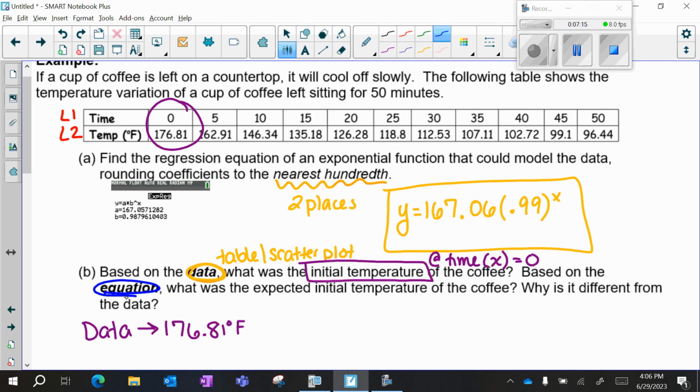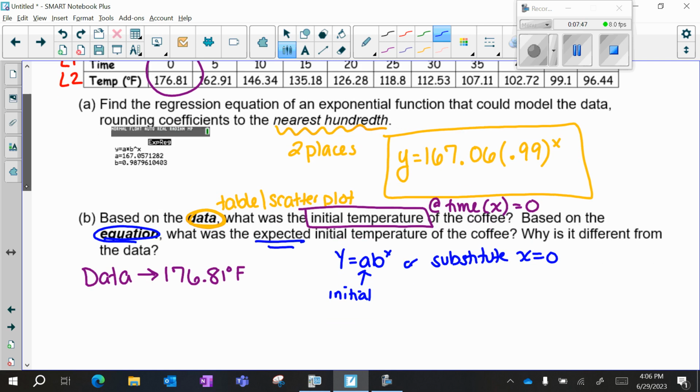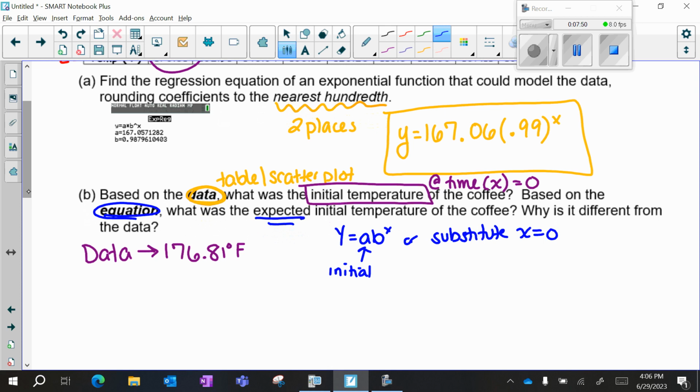what was the expected? Notice how I'm now talking about expected or predicted. I'm no longer talking about the actual temperature of the coffee. So I'm going to substitute in x equals 0, or you may already know and remember that in an exponential equation, this is your initial. Or you can substitute x equals 0 and evaluate. It's up to you. So the data told me it was 176.81.